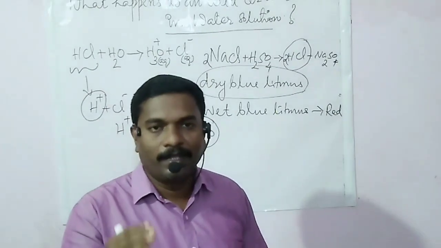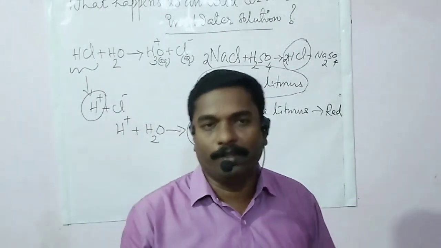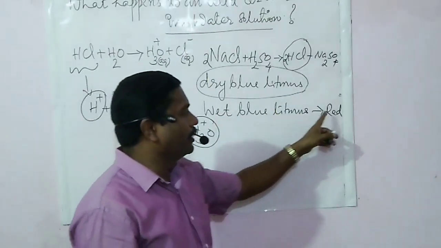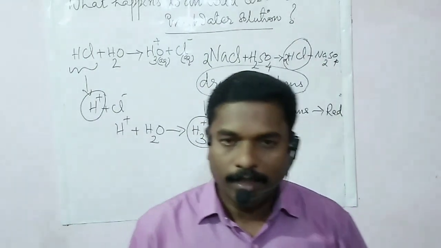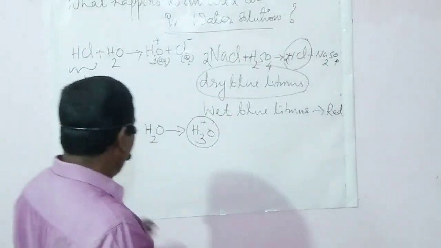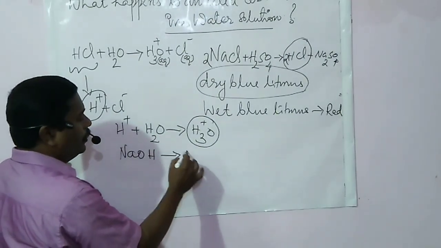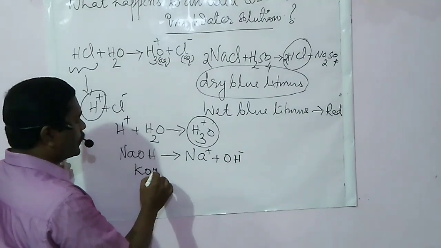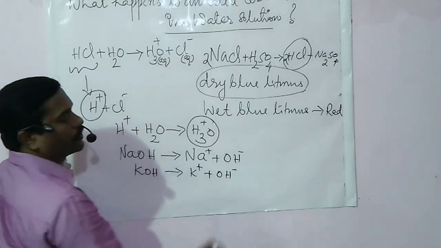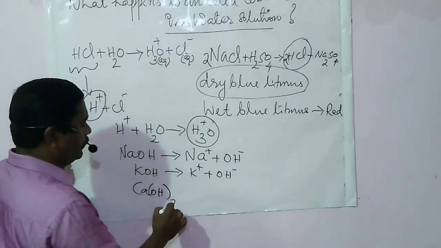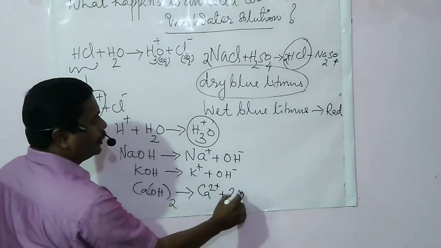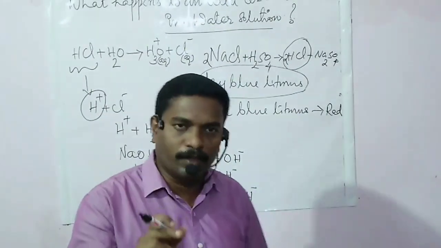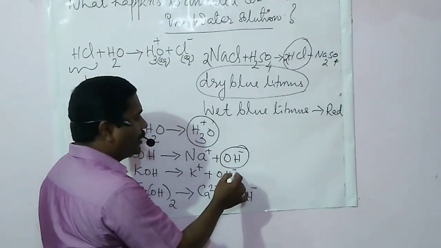So acids liberate H+ ions in aqueous solutions only. That's why here dry blue litmus paper has no change, but wet blue litmus paper changed to red. Then what about bases? When bases undergo ionization, as we know, NaOH gives Na+ and OH- ions. And what about potassium hydroxide? Here also K+ and OH- ions. In the case of calcium hydroxide, how can we write the ionization? Ca2+ plus 2 OH- ions. So here the characteristic properties of bases are due to the presence of OH- ions in them.